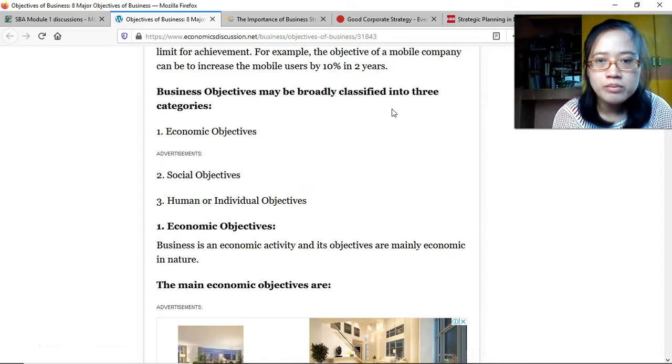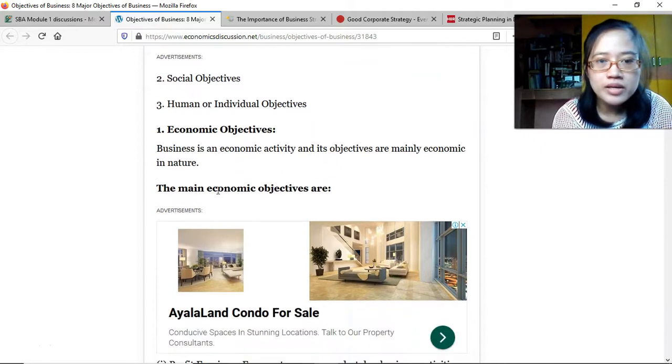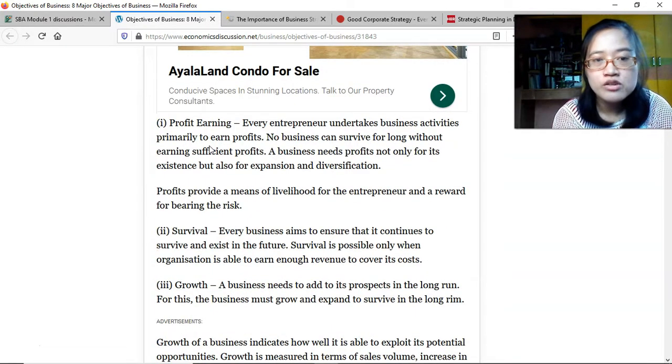Business objectives may be broadly classified into 3. You have your economic, social, and human or individual objectives. So for the economic objectives, business is an economic activity and its objectives are mainly economic in nature. Ano yan? So first we have the profit earning. So ganun pa din, ano?